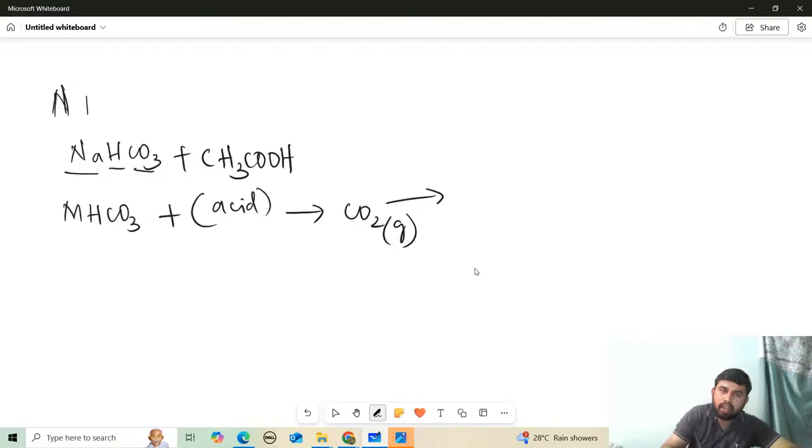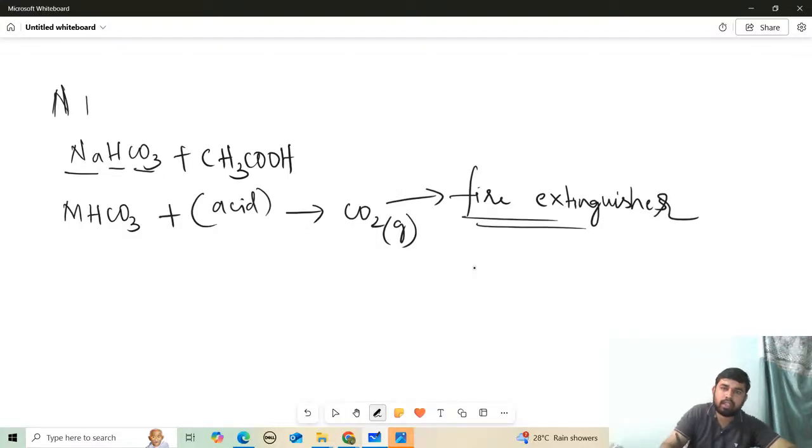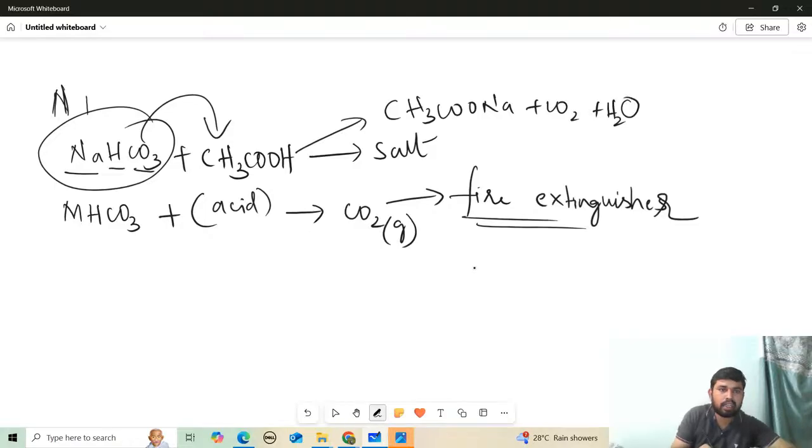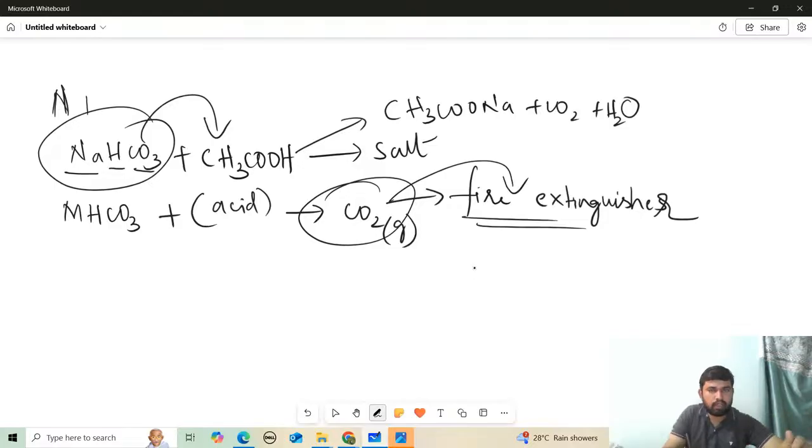CO2 gas, you know very well, has the ability to extinguish fire. When baking soda reacts with the acid, it forms mainly a salt, in this reaction maybe CH3COONa, sodium acetate, plus CO2 gas plus H2O. Anyway, sodium hydrogen carbonate reacts with the acid and forms CO2 gas, which has the ability of extinguishing fire. That's why it is also used in the preparation of fire extinguishers.